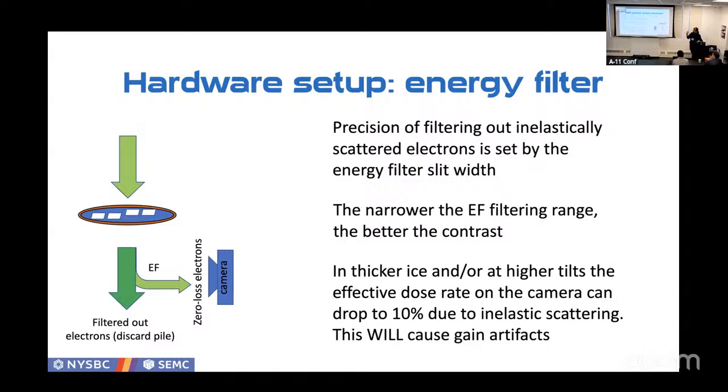How stringent you are in filtering is set by the energy filter slit width. That's one of the more standard settings, depending on the instrument you're using, and yeah, it's kind of default. We usually use about 15 eV or 20 eV for Kriose equipped with a G10 energy filter. As I was mentioning, in thicker ice, the dose rate can drop to 10% of the original. You set it up to collect 30 electrons per pixel per second. It can drop all the way to 3. And then, of course, you'll have some artifacts in your images.